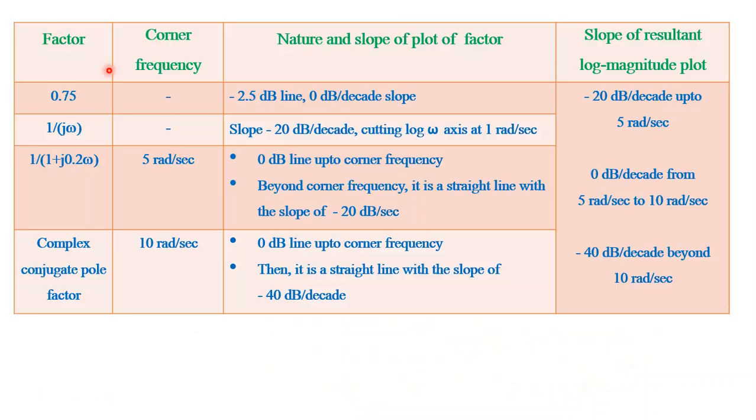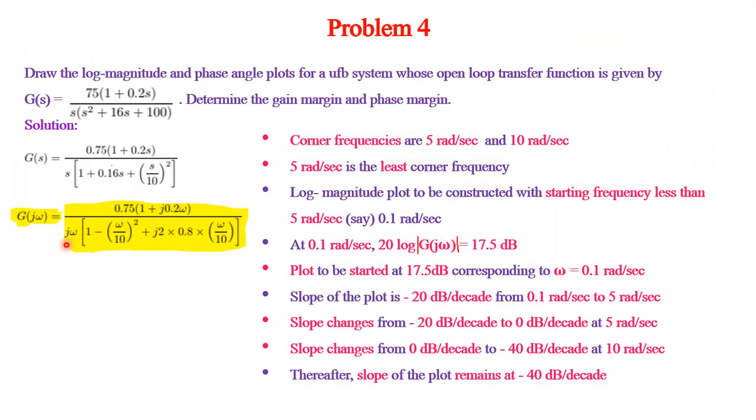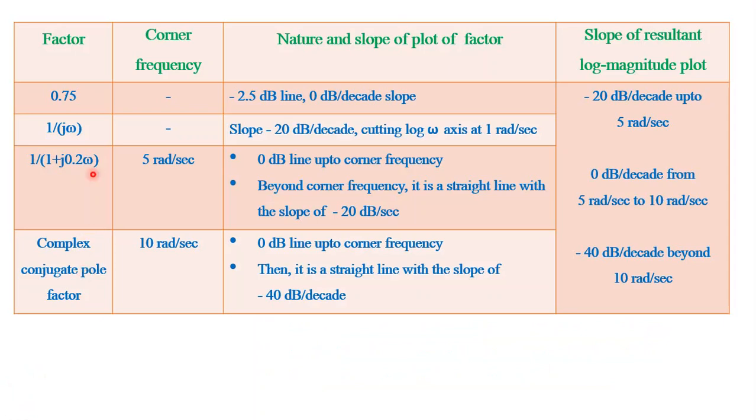We have done a table also for better understanding. We have done a table like this in problem number 1 in lecture 16. Thereafter, we did not put a table. Anyway, we have put the table again for better understanding, because we are doing a big problem. So the factors we know: 0.75, 1 by jω, 1 by 1 plus j0.2ω, and this factor. All these factors are written here. Instead of writing that big factor, I have written complex conjugate pole factor. The first two do not have a corner frequency, this one has a corner frequency of 5 radian per second, and this 10 radian per second. This we know very well.